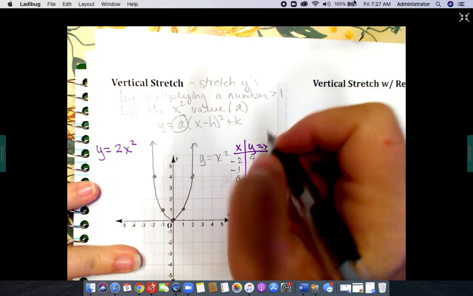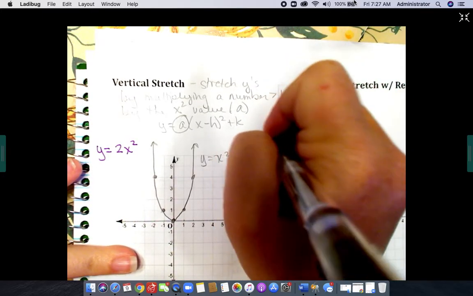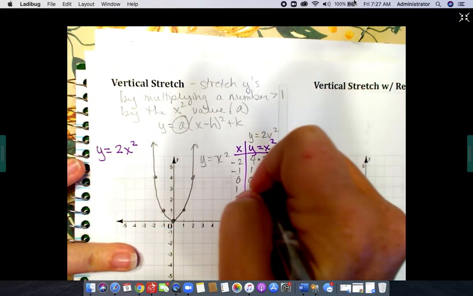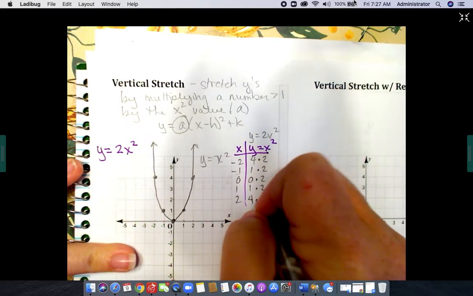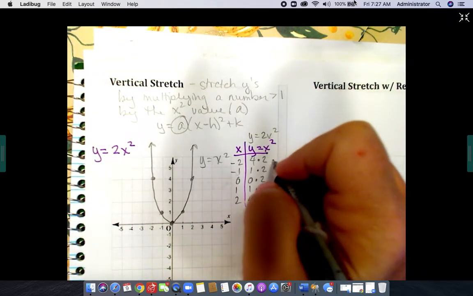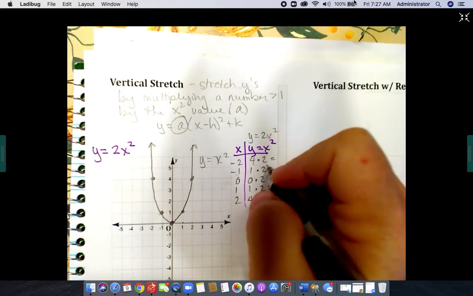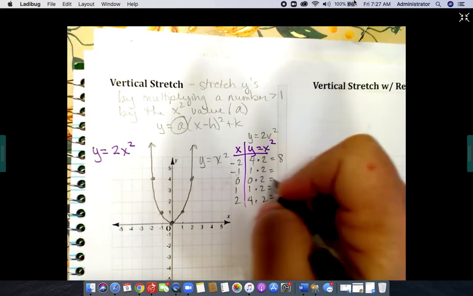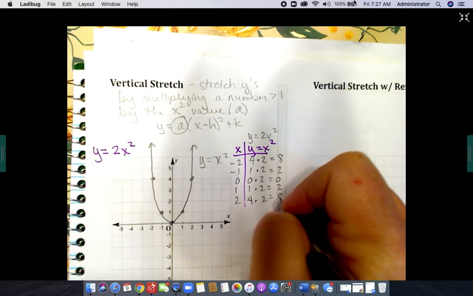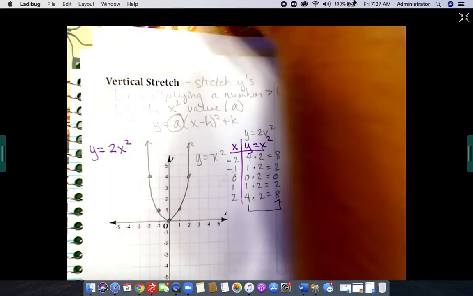But now what if I multiply by a 2? So if I now do y equals 2x squared, I'm taking these x squared values and now doubling them. I'm doing this to illustrate what happens, but a table is not necessary, though it can help. So what are my new ordered pairs for the graph of 2x squared? 4 times 2 is 8, 1 times 2 is 2, 0, 2, and 8. So if you notice, my y values are now doubled.